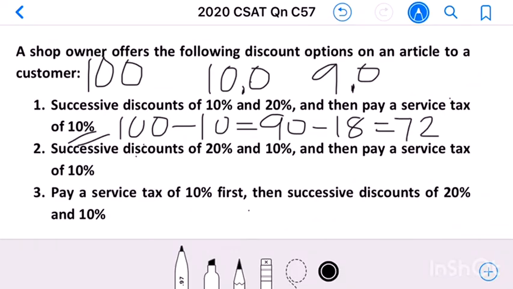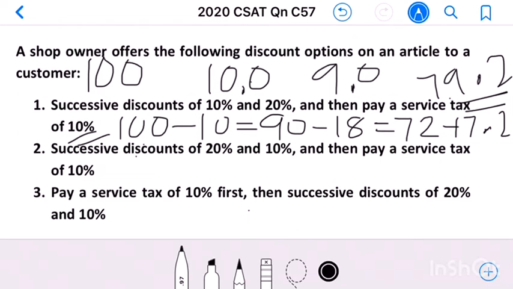Then pay a service tax of 10%. 10% of 72 equal to 7.2. So adding 7.2 with 72, we get the price of that article based on the first option, equal to 72 plus 7.2. Here we get 79.2. This is the cost of the article based on the first discount option.